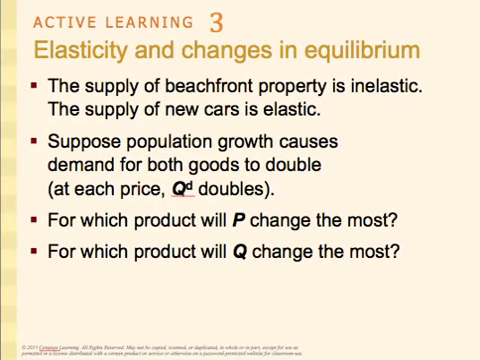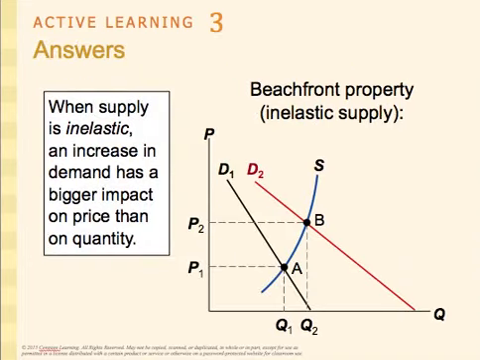So let's work through some examples here. Elasticity and the changes in equilibrium. The supply of beachfront property is inelastic. The supply of new cars is elastic. Suppose population growth causes demand for both goods to double at each price. Quantity demanded doubles. For which product will price change the most? For which product will quantity change the most? This is one of the problems and applications at the end of the chapter we're going to work through right now. So, let's look at beachfront property.